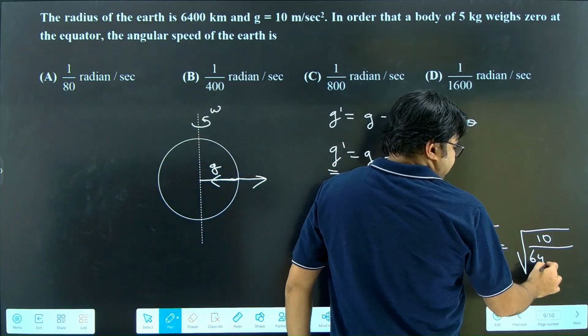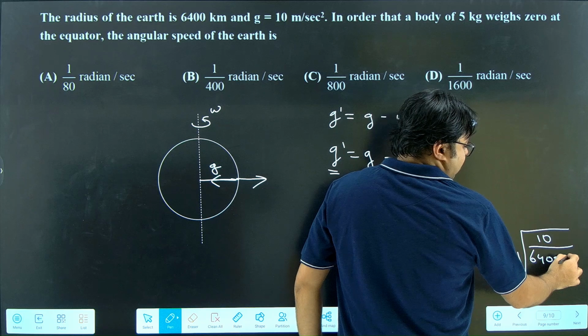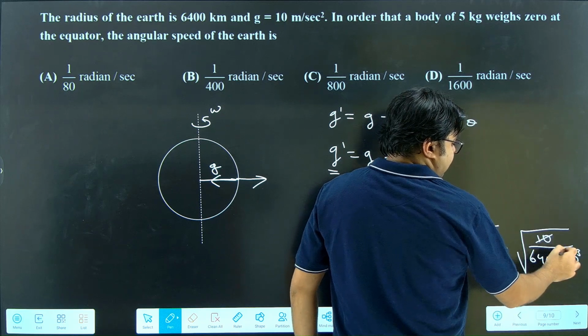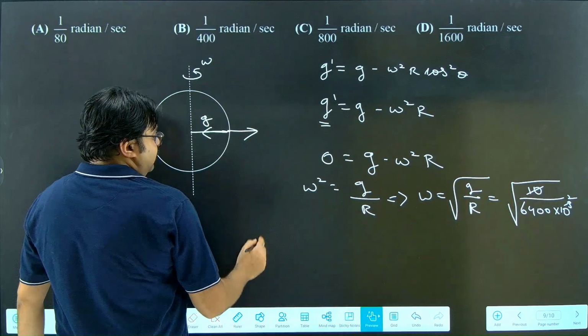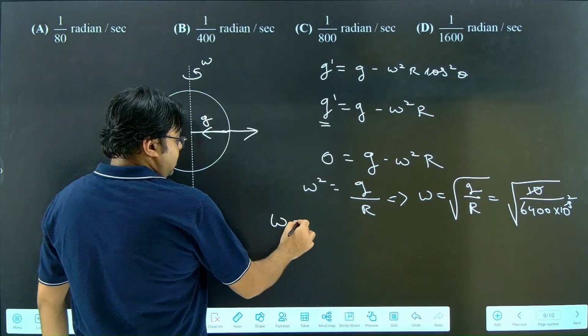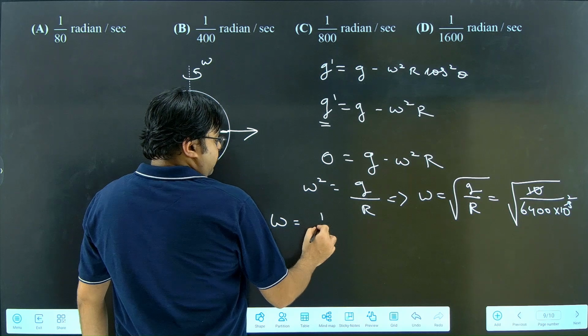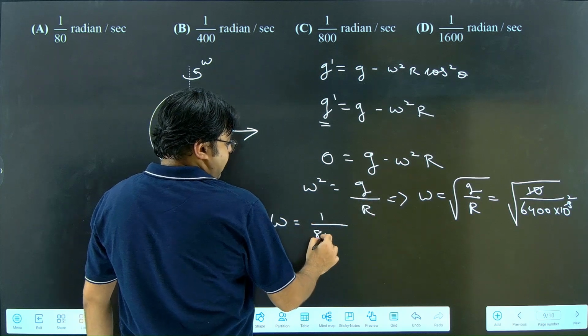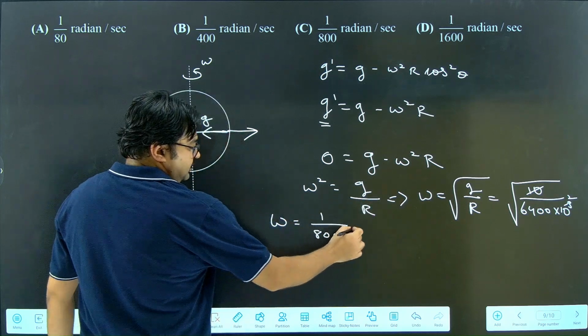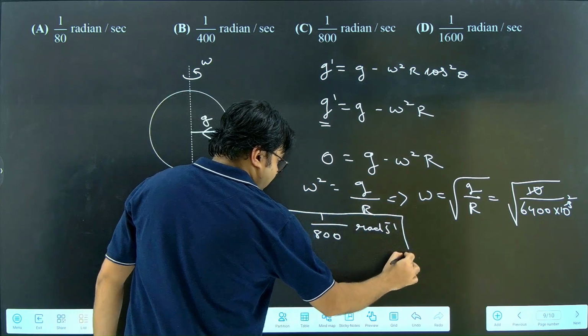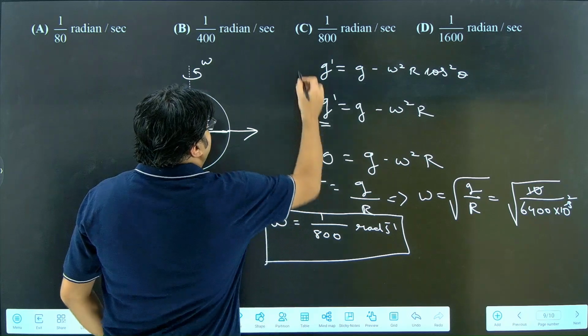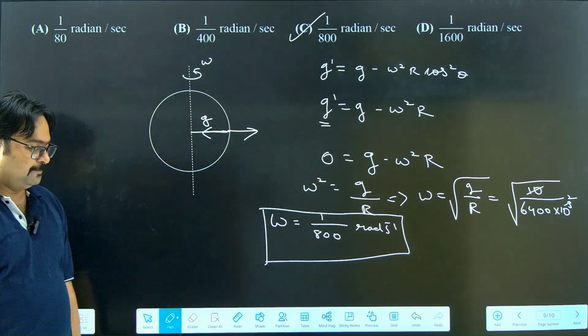6,400 kilometer. 6,400 kilo is 10 to the power of 3. So 10 and this becomes 2. Simplifying this further, you will have omega equal to 1 divided by, that's 800. Because omega is in radian per second, 1 by 800 radian per second would be your answer. If you just see, then it is option C.